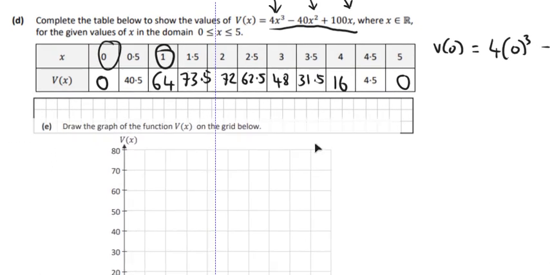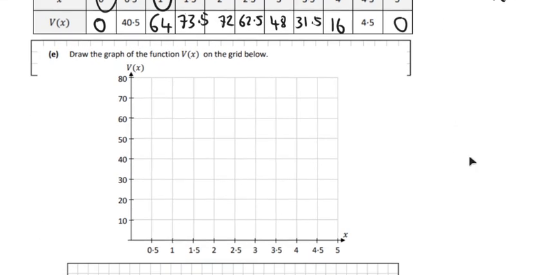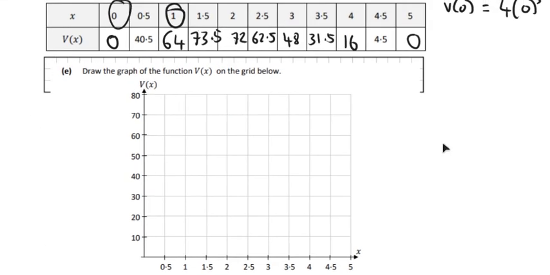Part E then is graphing it. So all you do is you go, well, 0, 0 is going to be a point anyway, because you're taking each of these basically as coordinates. So 0, 0. The next one is 0.5 and 40.5. So what you do is you just go across to 0.5 along the bottom, and you go up to 40.5, which is around about there, and you just put a dot where they meet. So it'll be about here. So we go across to 0.5 and up to 40.5, and then we're going to go across to 1 and up to 64.